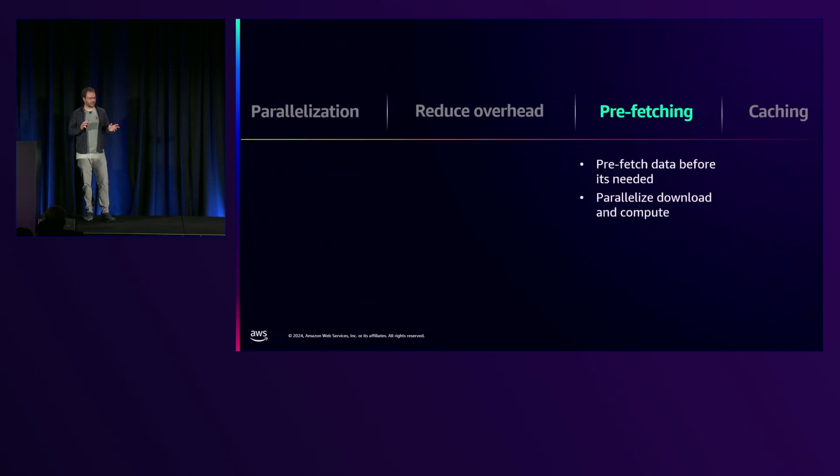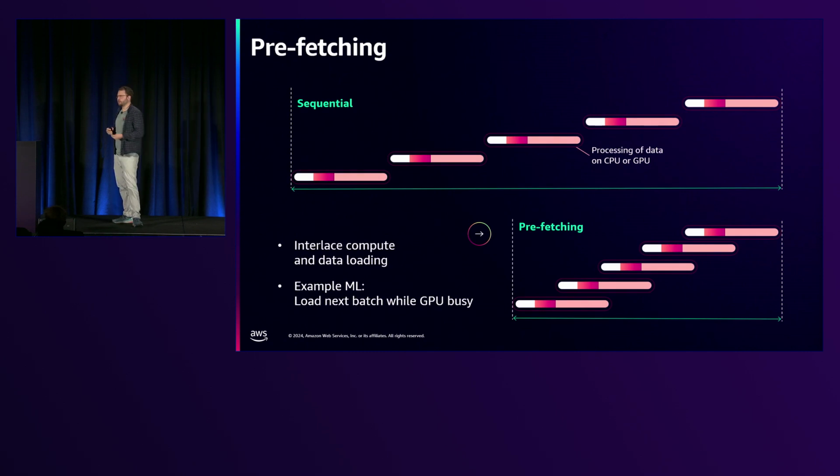So now let's look at 2 more factors, and those are prefetching and caching. Prefetching is basically the idea of downloading data before you need it. We talked about parallelization, and of course we want to parallelize if we can. Sometimes that's not possible, but oftentimes what you can do is prefetching. In a sequential fashion, what would happen is you issue your request to download data, you process the data, and then you send the next request.